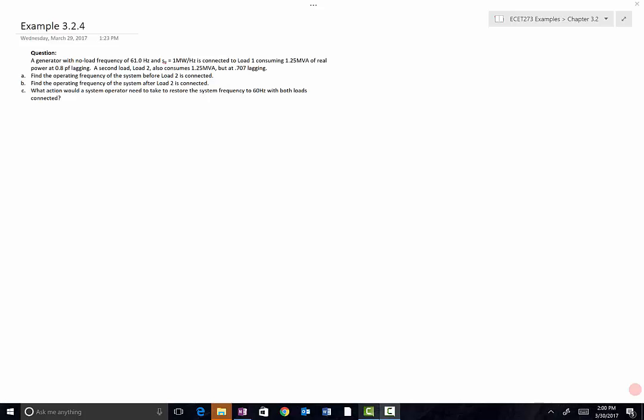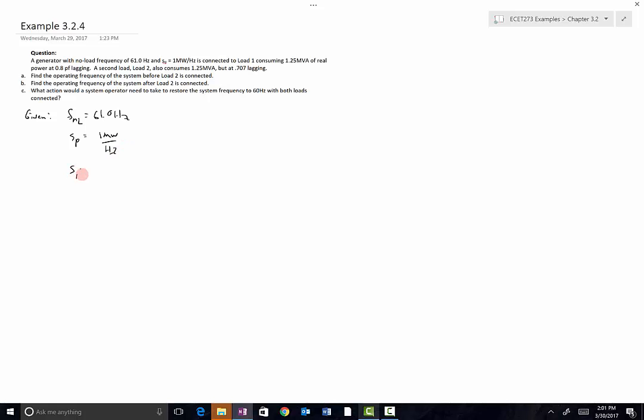Find the operating frequency of the system after load 2 is connected. And what action would a system operator need to take to restore the system frequency to 60 Hz while both loads are connected? So the givens here are just extracted straight from the problem statements. We've got the no load frequency, the symbol for that is F_NL equals 61.0 Hertz. The slope of the generator's response, the F-P response, is 1 megawatt per Hertz.